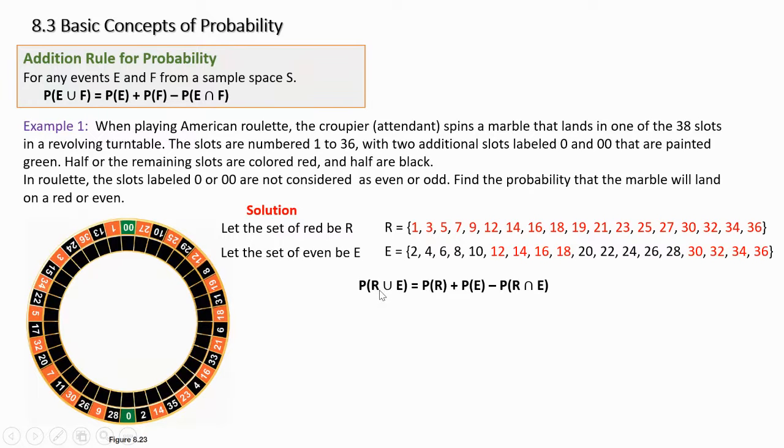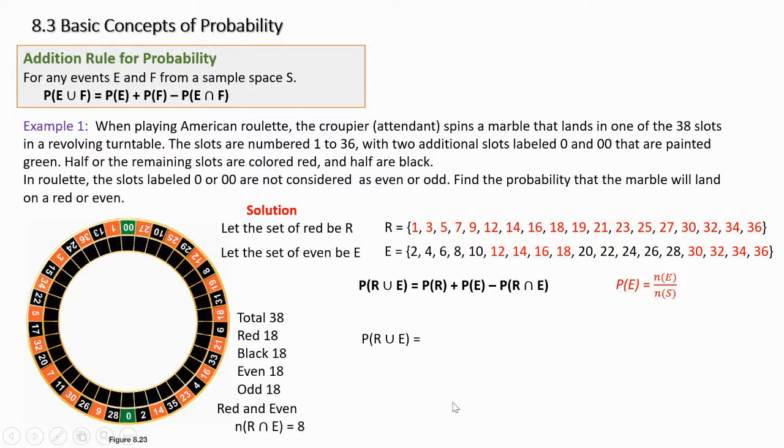The probability of R union E, which means red or even. Here's the total of 38. There are 18 red, 18 black, 18 even, and 18 odd. Red and even are going to be 8. There are 8 that are both red and even, so that's why there's 8. So for the probability of an event, my sample space will be what? 38, correct? That's my sample space, 38.